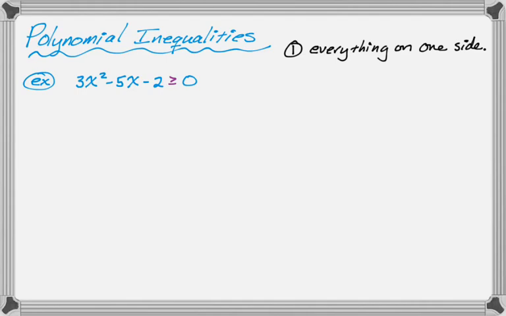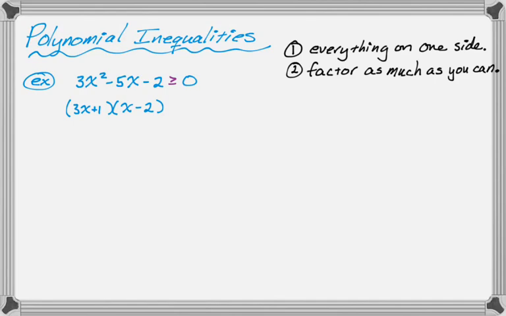The next thing you want to do is make sure that everything is factored as much as you can. So this is a quadratic that I think we can factor. I'm going to go with 3x and x, and then I need some combination of 2 and negative 1 or negative 2 and 1. So I'm going to go with plus 1 and minus 2. If you quickly check that, you would get 3x squared minus 6x plus x and then minus 2. So that definitely works, and the whole thing is still greater than or equal to 0.